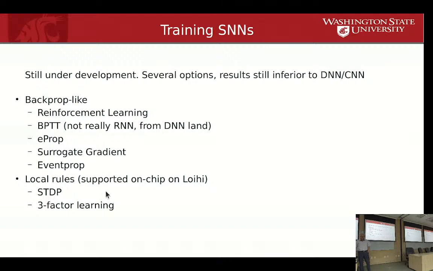And several local rules which are supported on hardware, but they tend to be less powerful, so the results achieved with them are lower quality compared to the backprop type algorithms. And there is active research in trying to find even better algorithms here to make it more competitive to deep neural networks.